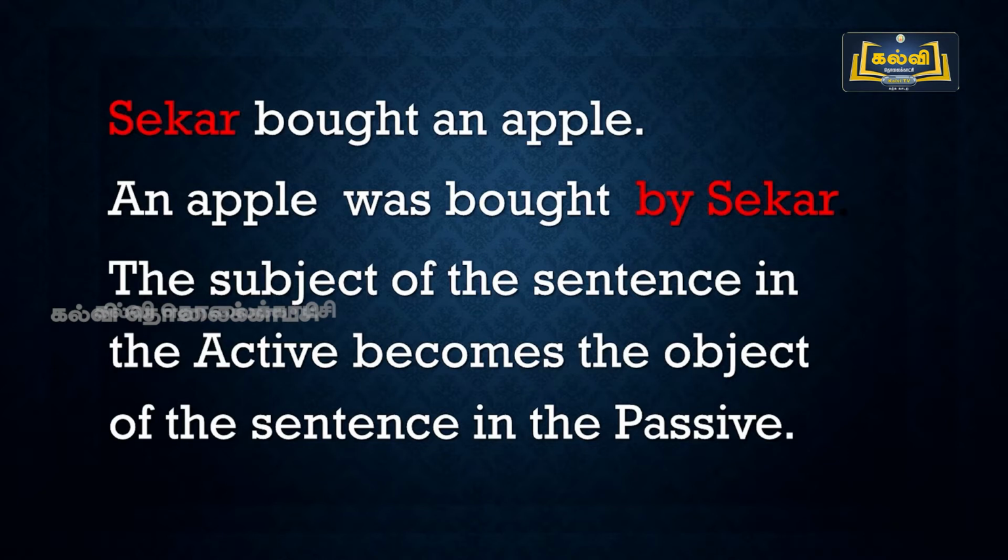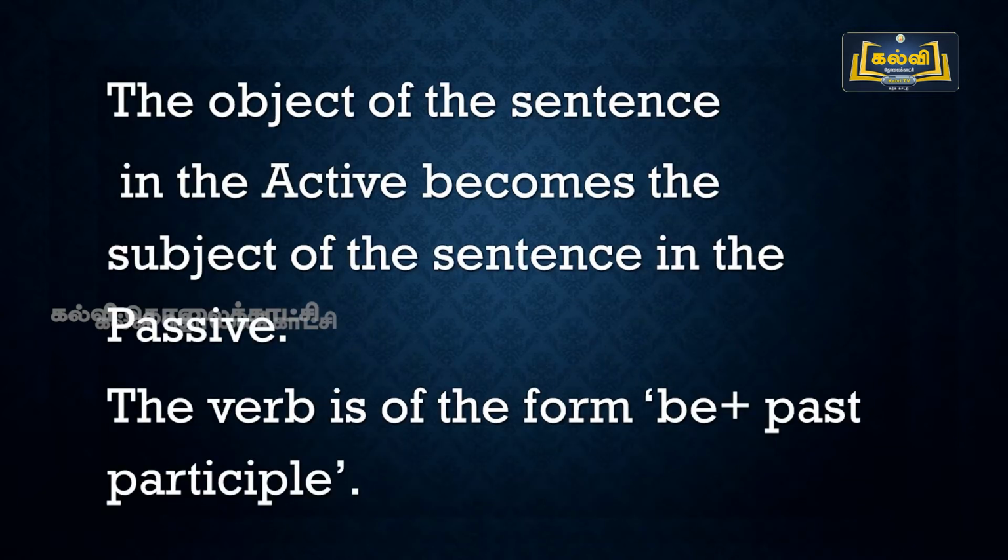You know that the first sentence is of the active voice. What is the subject in the first sentence? Shaker. Now look at the second sentence. By Shaker. So the subject of the sentence in the active voice becomes the object of the sentence in the passive. Similarly, observe the sentence again. Shaker bought what? An apple. It is the object. The object of the sentence in the active voice becomes the subject of the sentence in the passive. And note that the verb is of the form be plus participle.